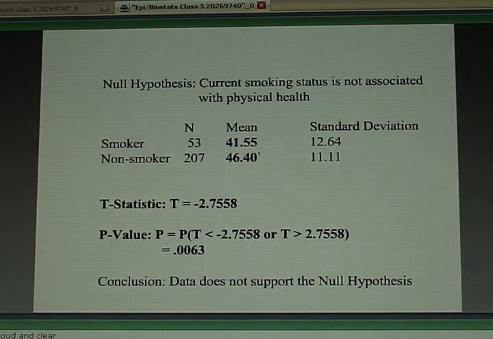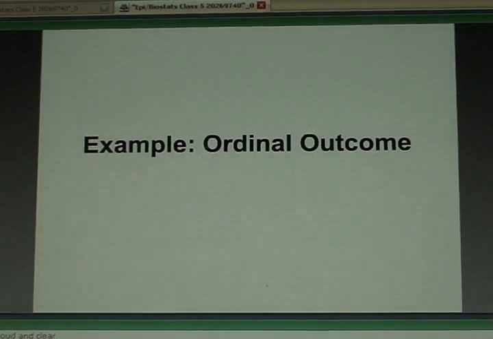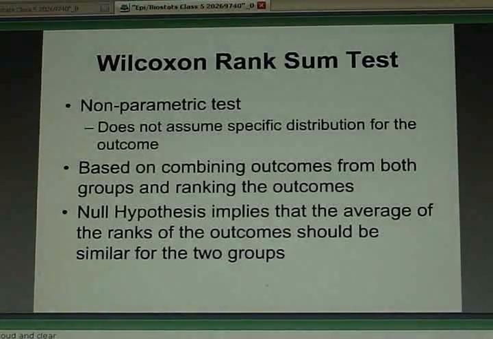Then finally, if you have an ordinal outcome, here's the same data, you use something called a non-parametric test. The most common is something called the Wilcoxon rank sum test. And what that does is say, take everybody, look at their ordinal outcome, and rank them from highest to lowest, line people up against the wall by their outcomes.